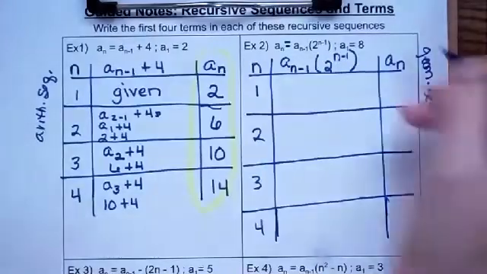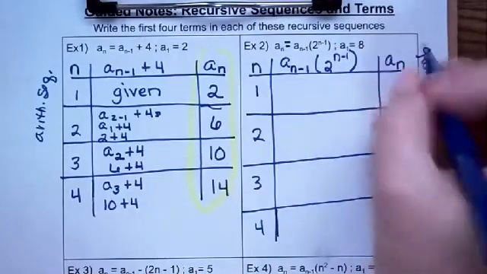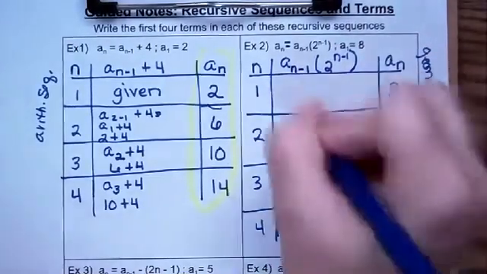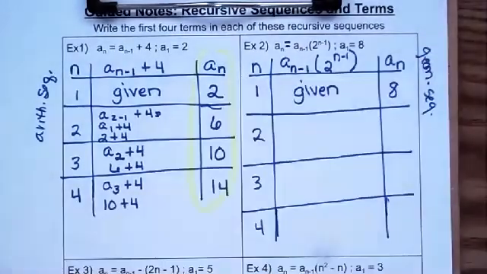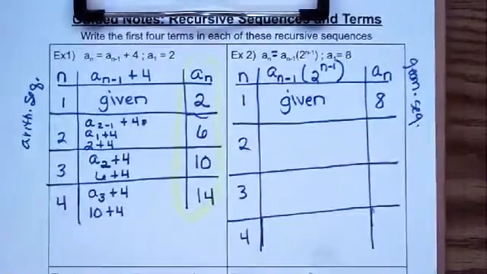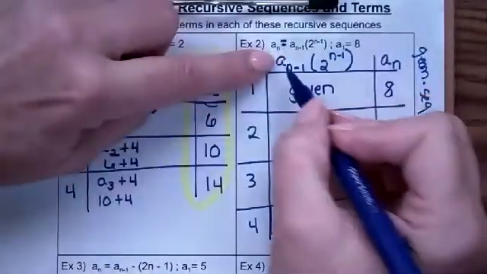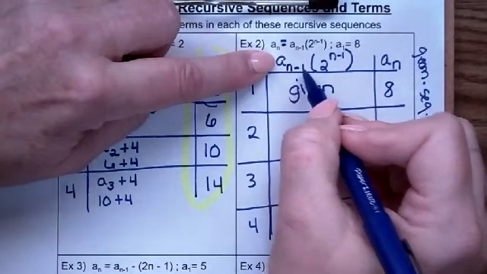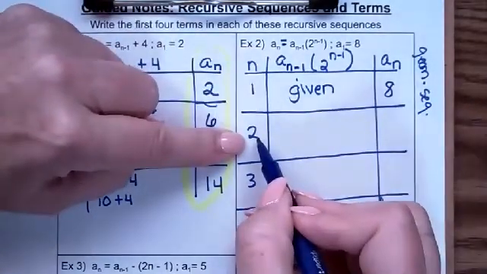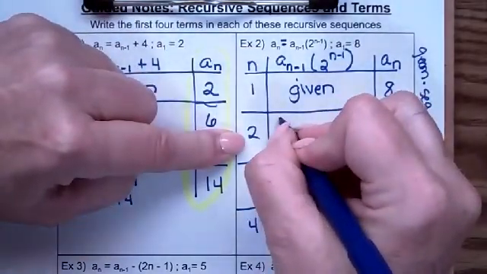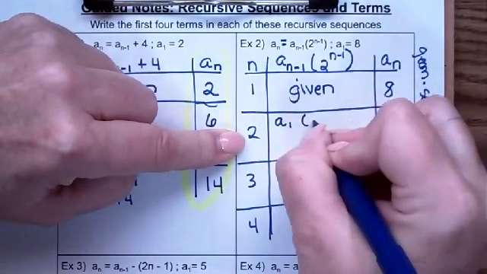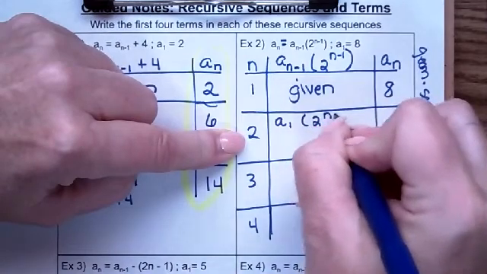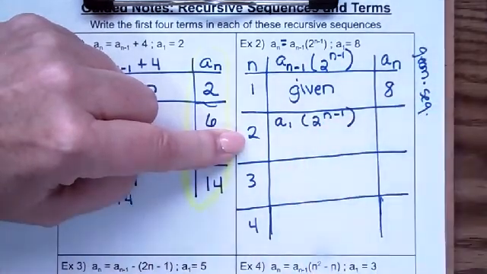Now, the first term I'm told is 8. So right here for work, all I'm going to do is write down the word given. Now, my rule right here says A sub N minus 1. So if N is 2, that means I'm going to take A sub 1 and I'm going to multiply it with 2 to the N minus 1 power.